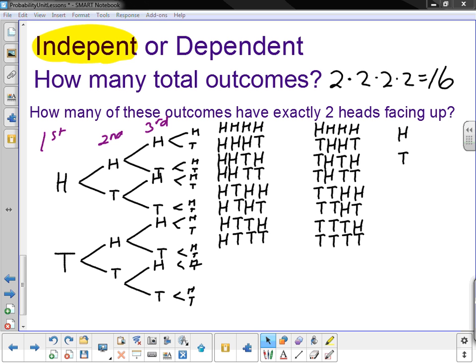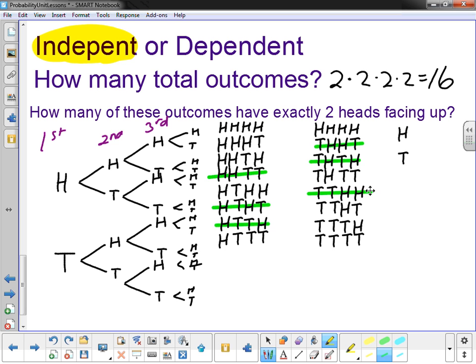I had to list all 16 as 2 different columns because I didn't have enough room to get them all in there. But now that I have all 16, I can go through and identify when I have a particular situation. I want to have exactly 2 heads. So every time I see 2 H's only in a column, I'm going to highlight that. So what I see here is I have 6 times that I have exactly 2 heads. So the answer to our problem here is 6 times.